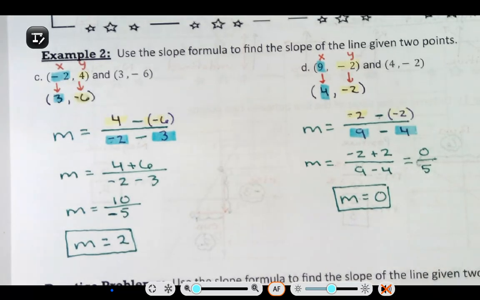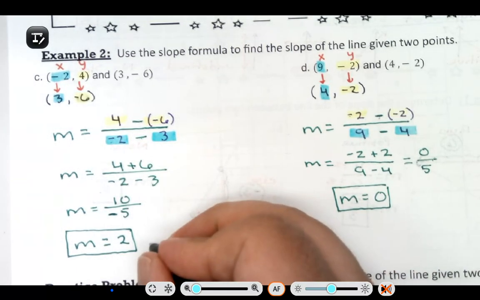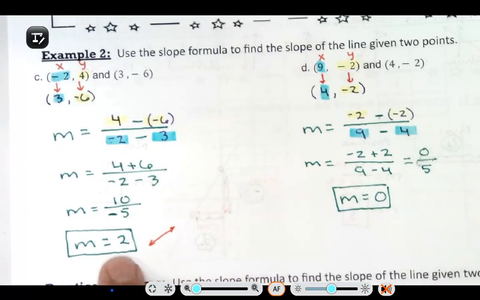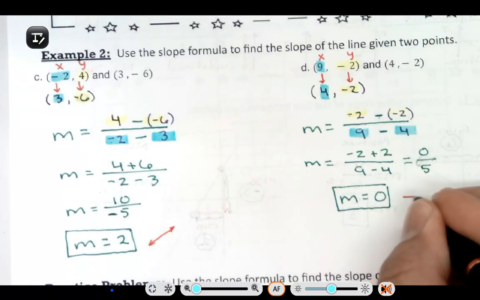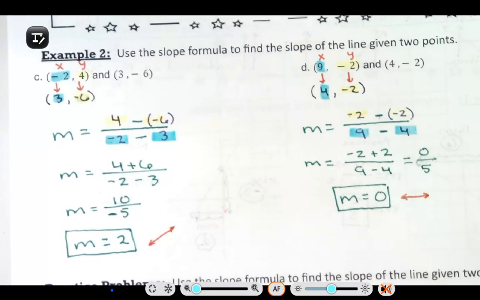So look, if you think about these two problems, this one right here means the line was heading up. That's what I know about that line. When your slope is 0, my line is horizontal, straight side to side.